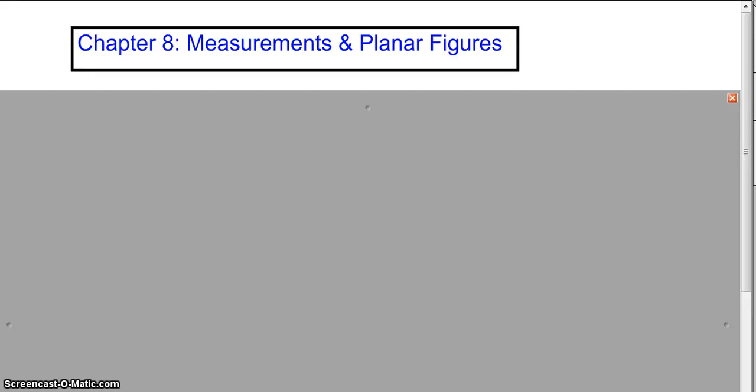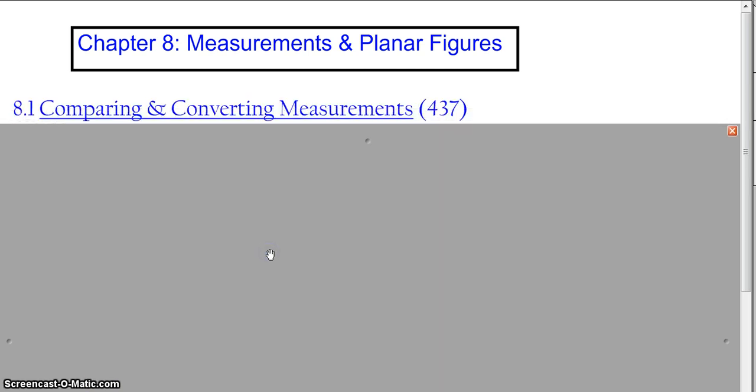Seventh grade, we are beginning chapter 8 today. So at the very top of your concept book in white, put a box, chapter 8, measurements and planar figures. We're going to begin with measurements. Measurements today by comparing and converting measurements, beginning on page 437 in your textbook.